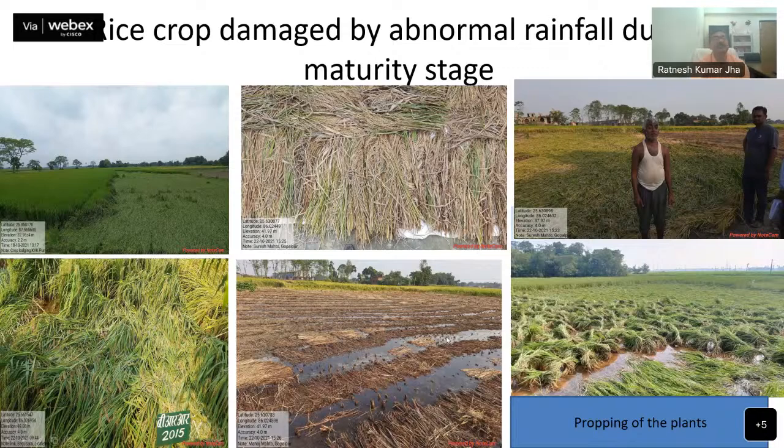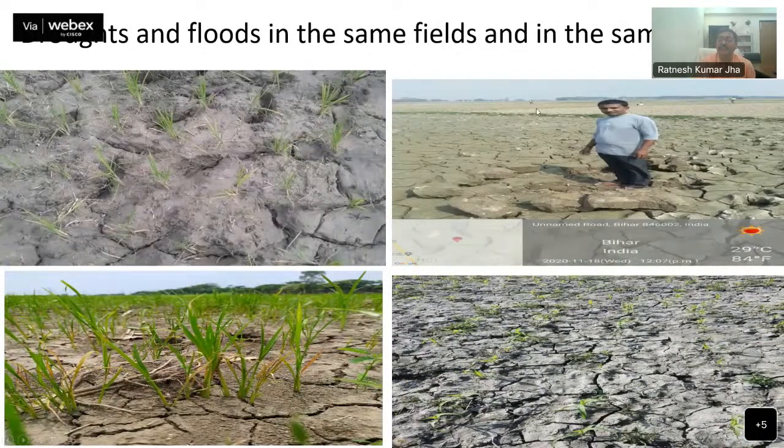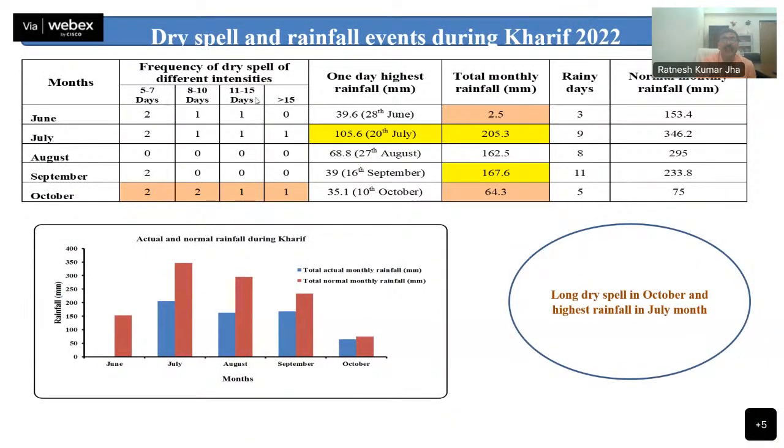Now this is the situation: drought and floods in the same season. So maybe the rice is affected in the same season by flood in the earlier stage and drought in the later stage, or drought in the earlier stage and flood in the later stage. Here also you see that rainfall is very high, particularly in July, and again in August there was a complete drought, and September also was complete drought.